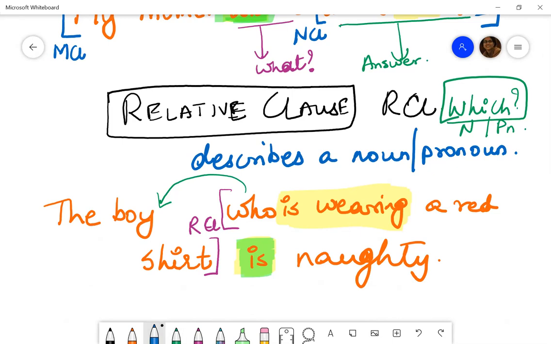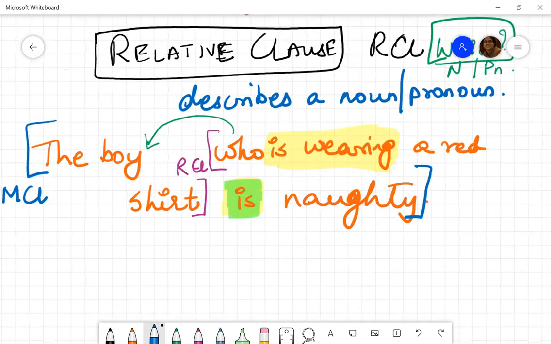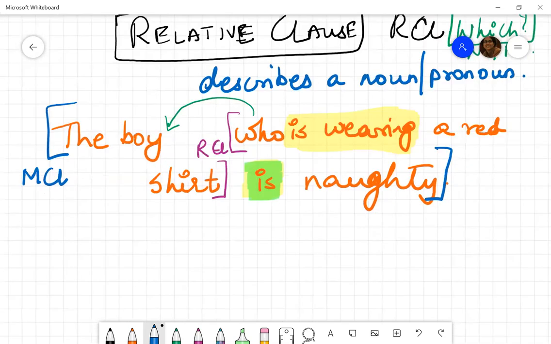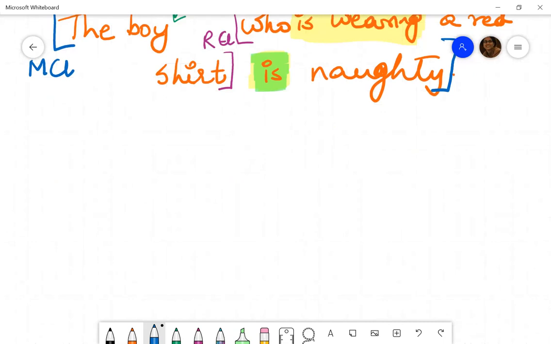Now, how will you do it? The entire sentence is a main clause. And within that sentence, there is an RCL, because the relative clause or any dependent clause is always going to come within the main clause, right? So this is one thing that you would have. Let's do one more sentence to just get it in our head. Okay. So what you have out here is the boy who's wearing a red shirt is naughty.